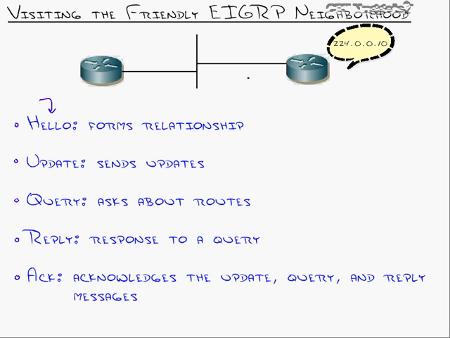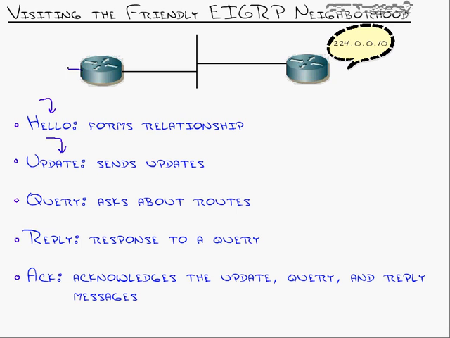So first off, hello forms a relationship. They'll say, hello, hello, life is good, we're now neighbors. Once they do, they will start sending updates to each other saying, oh, by the way, I have this, I have that, and advertising the routes. The update protocol or the update language is what they use to send their routing tables to each other. Now, EIGRP is not like RIP in that it doesn't just broadcast the whole routing table every X number of seconds. EIGRP uses triggered updates, and it will only send partial updates of what needs to be sent.